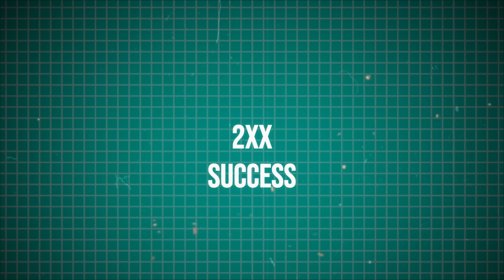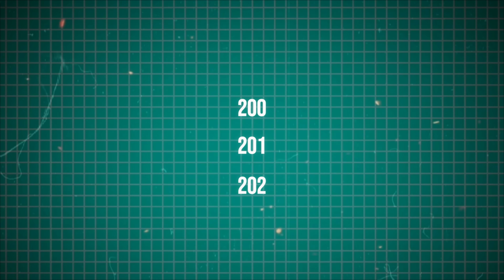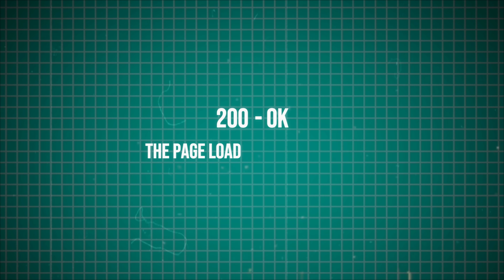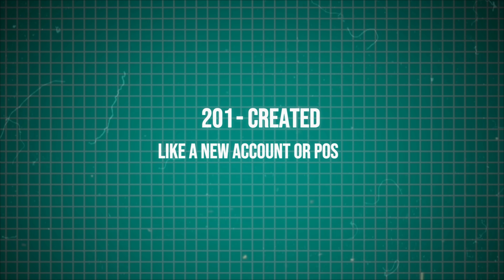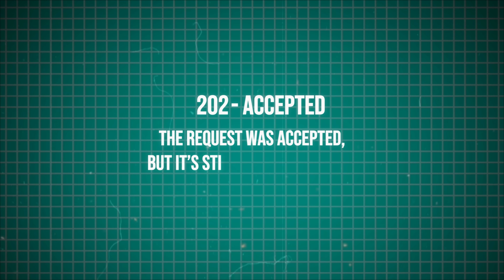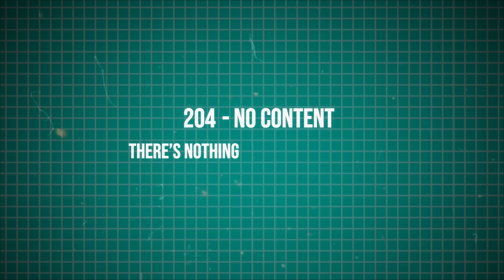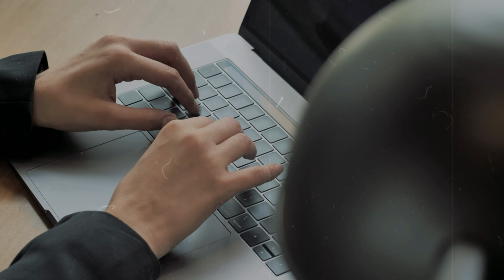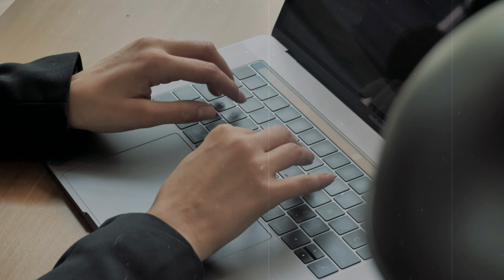2XX means success. This is what you want. It means everything worked perfectly. For example, 200 OK, the page loaded successfully. 201 created, like a new account or post. 202 accepted, the request was accepted but it's still being processed. 204 no content, there is nothing to show you on the screen. 206 partial content. This is what happens when a website works normally.